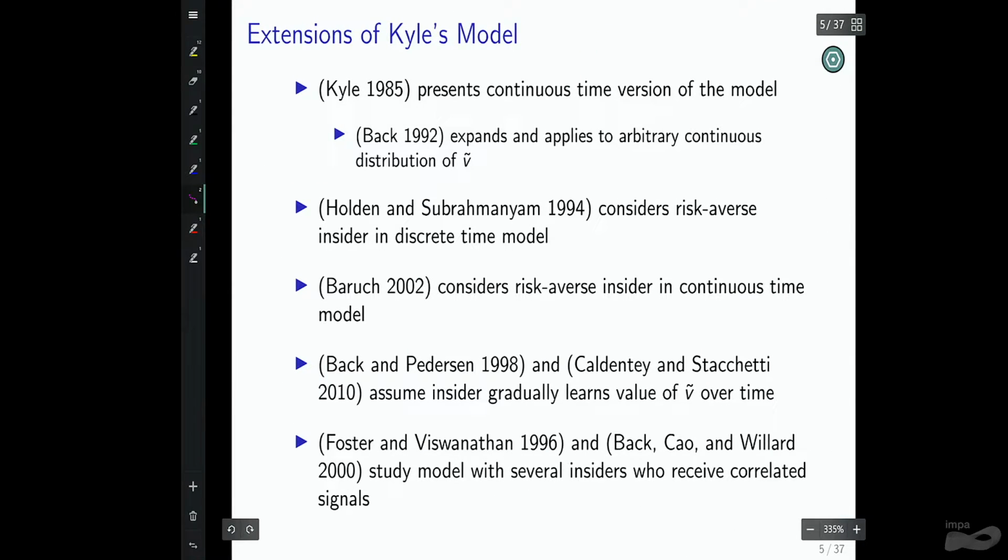There's a huge number of extensions of Kyle's model. I've only highlighted a few here that are somewhat similar in spirit to what we're going to be doing. I'm not going to go into too much detail of these, but we can talk afterwards if you want more details. The main common elements amongst all of these are that we don't necessarily have a risk-neutral insider anymore. We have risk aversion. And in some sense, the signal is not necessarily perfect.